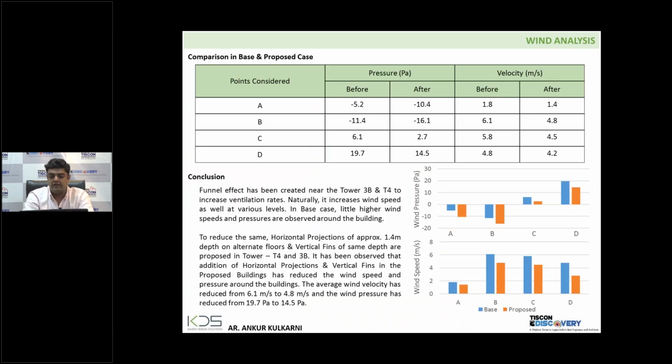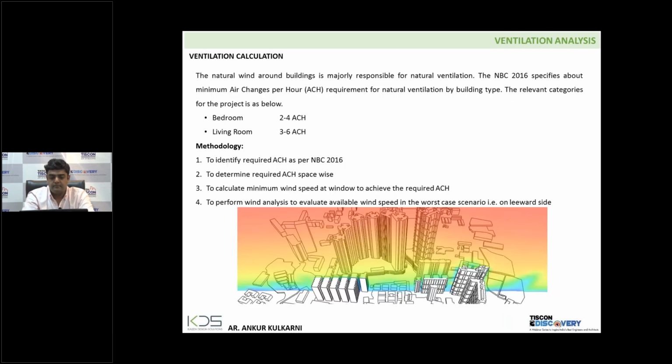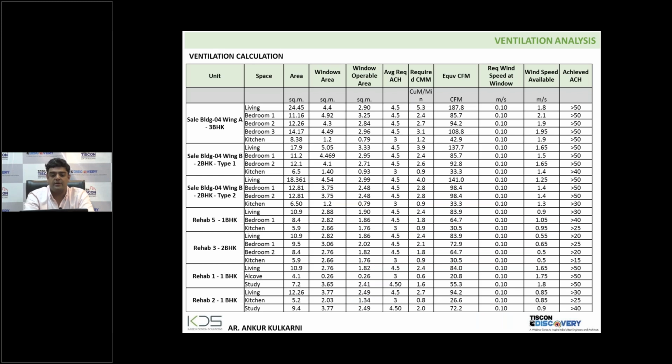Yeah, so this was the final calculation. We had considered 4 points: A, B, C, D, and pressure and velocity. Point B, previously noted at 6.1, was 4.8 after the effect. So there was at least a 20% drop in the wind velocity because of this suggested elevational treatment, which is fair enough. And of course, the ventilation calculations.